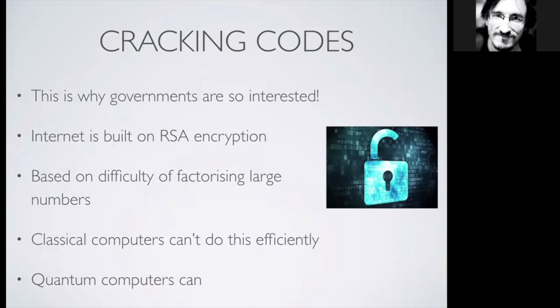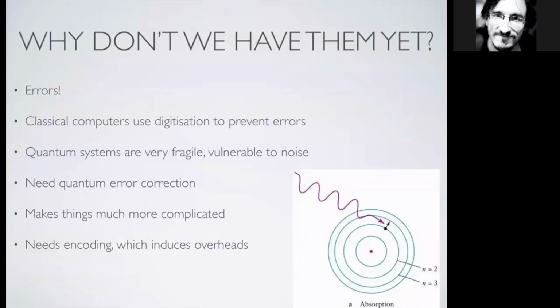And so you can immediately see what the interest in that is to both good people and bad people, but primarily bad people. So having given an overview of why these quantum computers are really interesting and useful and what some of the benefits of them are, the big question is, why don't we have them yet?